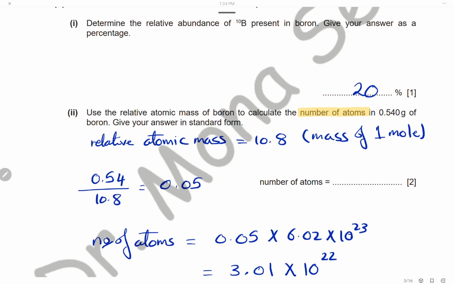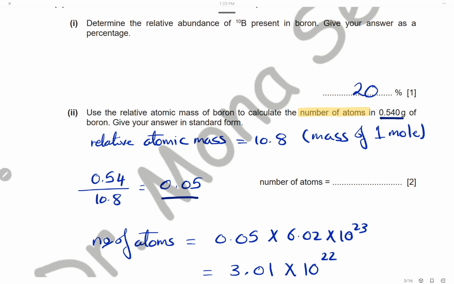Use the relative atomic mass for boron to calculate the number of atoms in 0.54 grams of boron. Give your answer in standard form. We know that the relative atomic mass is the mass of 1 mole. So 1 mole of boron contains 10.8 grams. Here we have 0.54 grams. So we have to calculate how many moles are in this mass. We divide 0.54 by 10.8 to get the number of moles of boron, which is 0.05. This is the number of moles of boron.